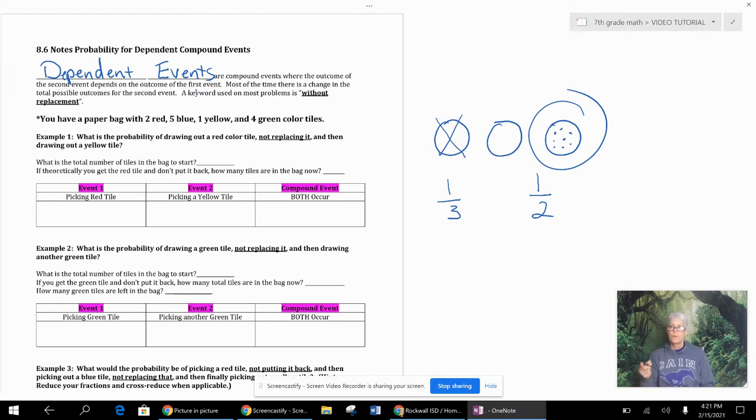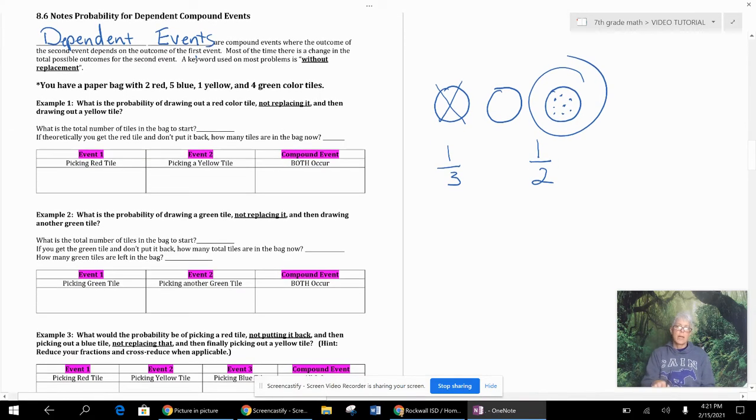And so for one to depend on the other, there must be more than one event. So we're not talking about a simple event. There's always going to be a compound event, one that affects the other. Now, there are some words to look at, and in your notes today, they're highlighted in bold print every time. So you've got to pay attention to them.